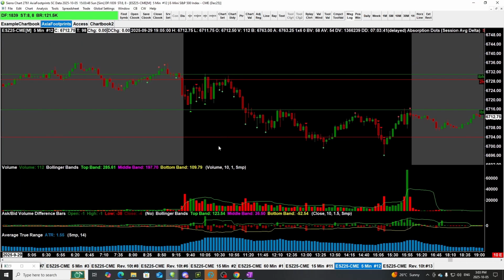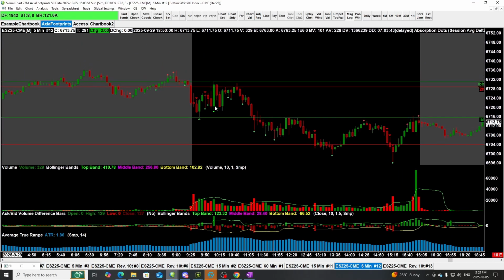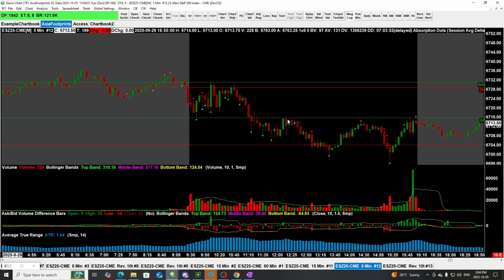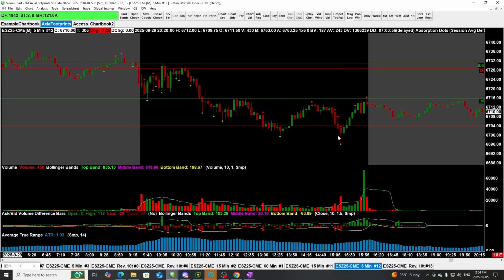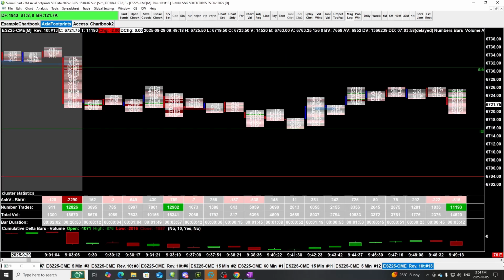29th. Okay, this is news candle. We closed below the news candle, and then we did the breakout of initial balance low. We got a pullback over here, and we closed the gap. Okay, now let's see the footprint charts.